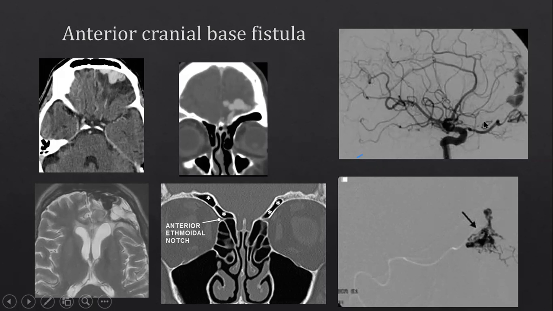But the fistula is located at the skull base, and it is in between these ethmoidal branches of the ophthalmic artery. So the ophthalmic artery inside is going to send the ethmoidal branches which are going to traverse the ethmoidal canal, and the fistula is located at the skull base somewhere around here, and then we see the venous varices. So this is the anterior skull base fistula.